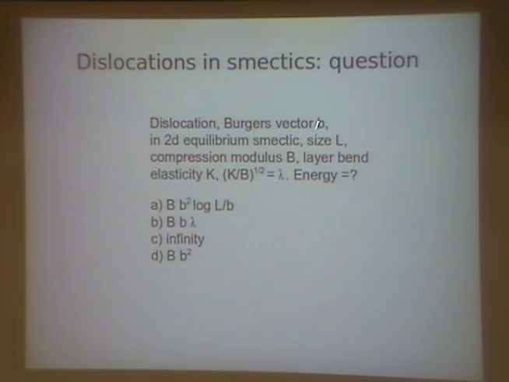You've got a dislocation with Burgers vector b in a smectic with compression modulus capital B and layer bending elastic constant K, with this ratio being lambda. Which of these is the correct expression for the energy per unit length?